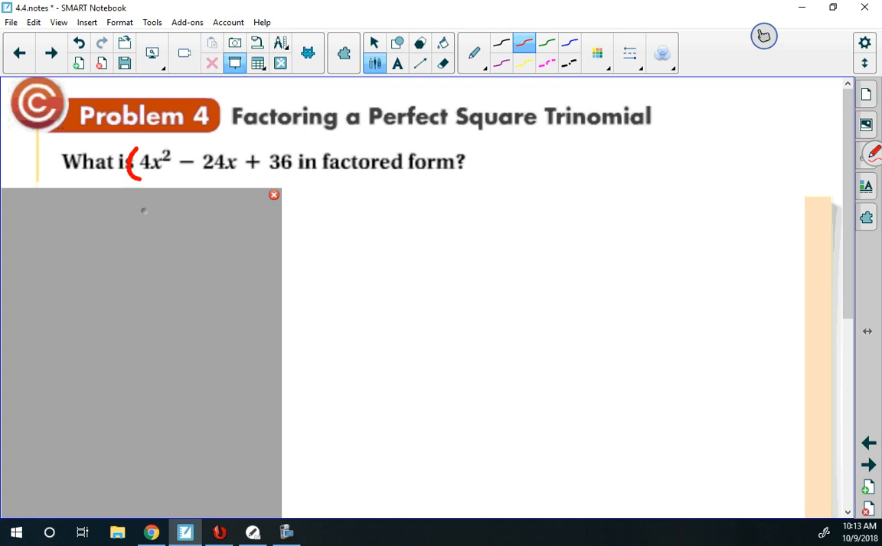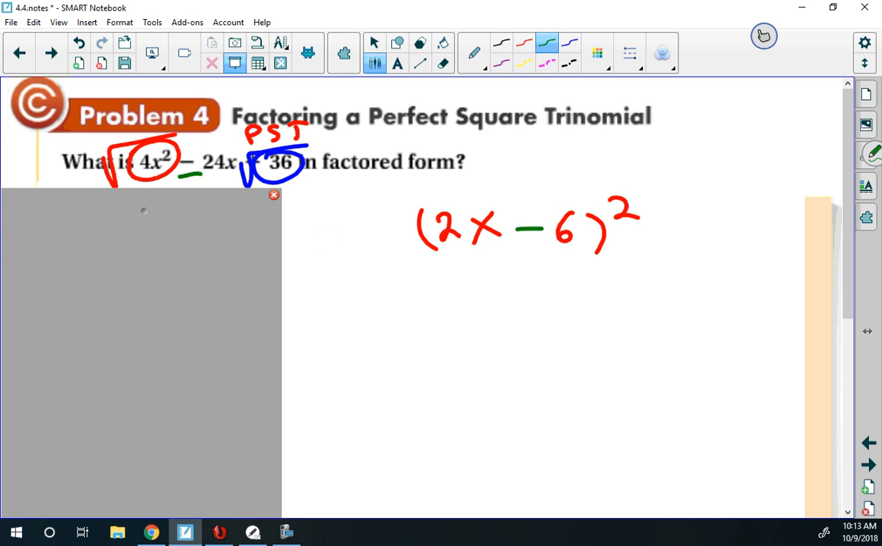So 4 is a perfect square, right? Since this is a perfect square trinomial, the answer is going to be a binomial squared. The first term, I just got to take the square root of this first term. What's the square root of 4x squared? 2x, right? And then the last term, I take the square root of the last term. What's the square root of 36? 6. And then because it's a minus in the middle, it's going to be a minus right here.